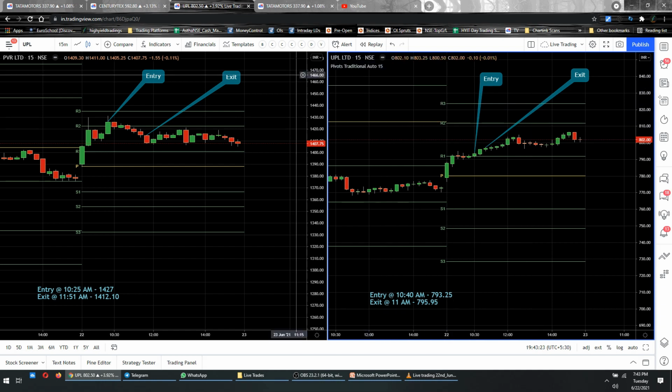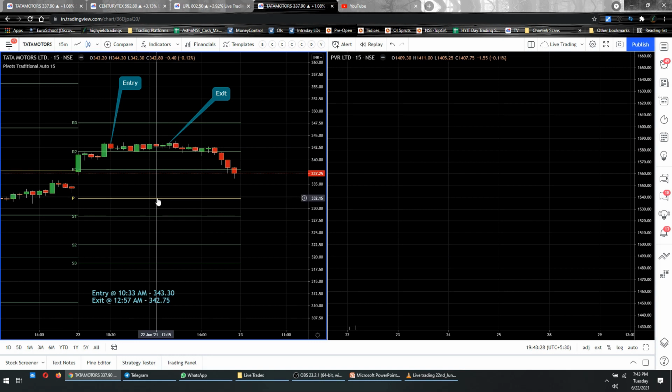So UPL, and the last one was Tata Motors. Now this one was absolutely not moving today. Again the same thing: R2, this particular resistance level, was breached at the 10:15 a.m. candle. So I made an entry at the 10:30 candle. The price was around 343.30, and then it was completely flat. In between, it gave a small spike at around 344.30 rupees, which is around 1 rupee.